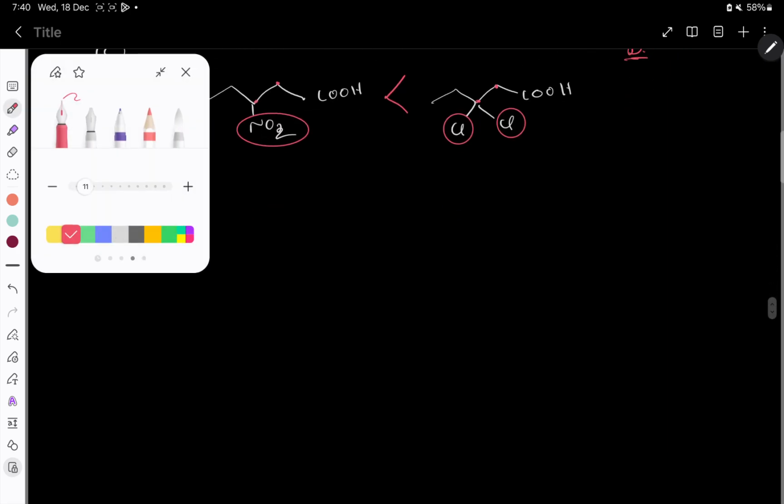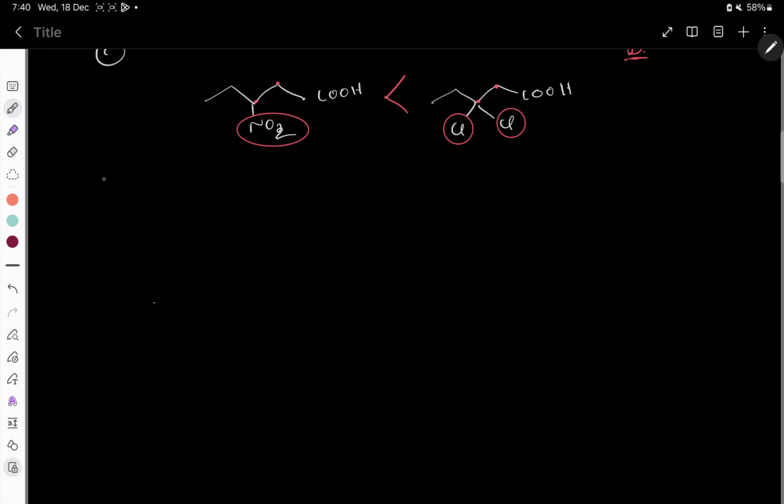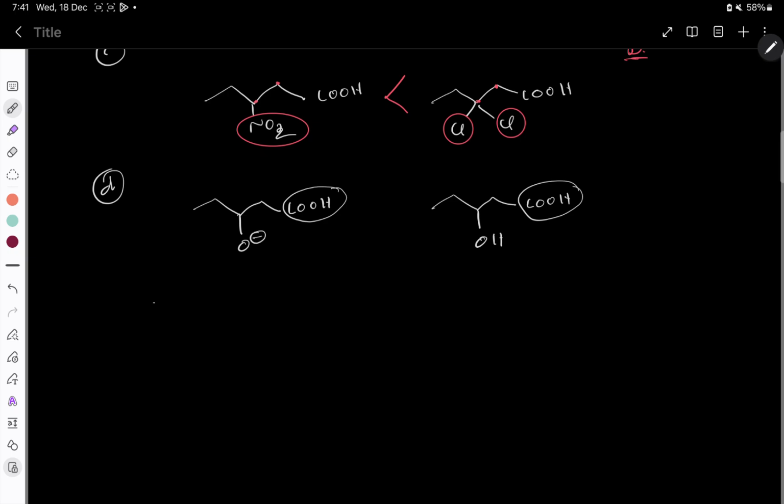Here I'm giving one more example so that your concept will be crystal clear. Suppose this type of compound is there, and here is another compound. Here OH is there, and here O negative is there. On the second carbon substituents are there. On power, the O negative group shows the more plus I effect, and the other shows the minus I effect. Obviously the minus I effect is good for acidic strength, so it will be more acidic. Very simple.